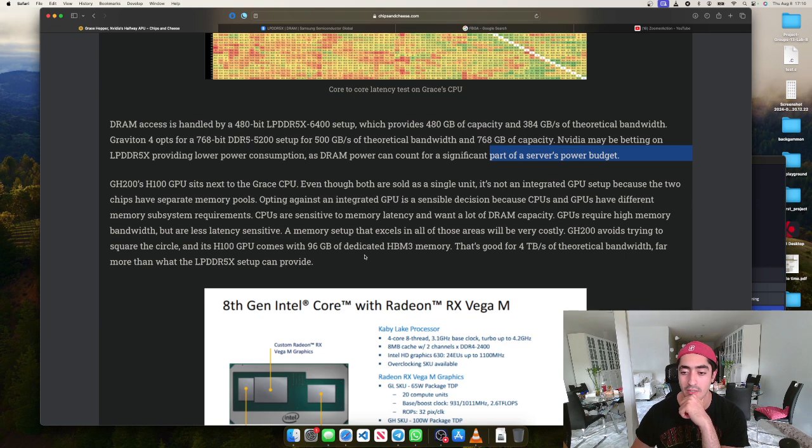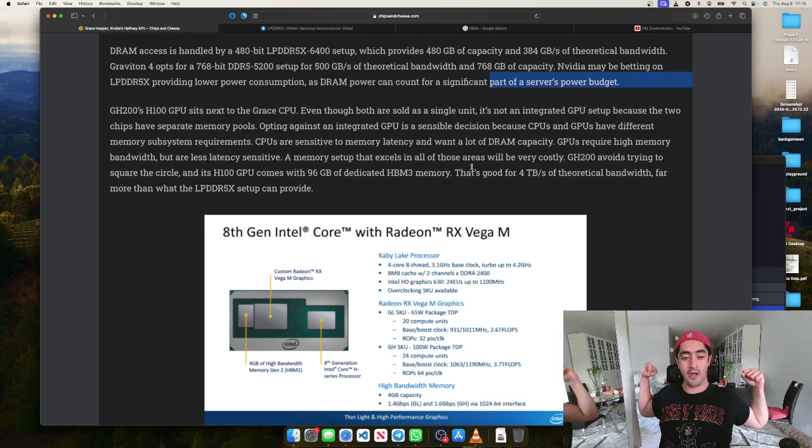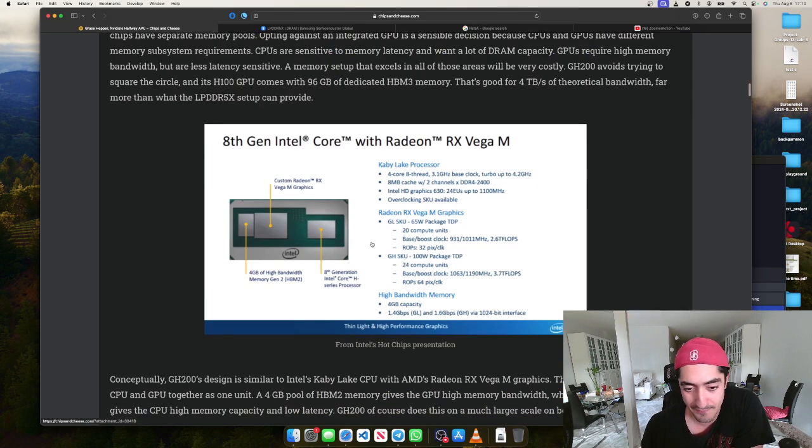That's good for 4 TB per second of theoretical bandwidth, far more than the LPDDR. 4 TB of theoretical bandwidth per second. Oh my god. Okay, 8th gen Intel Core, is this an ad? No.